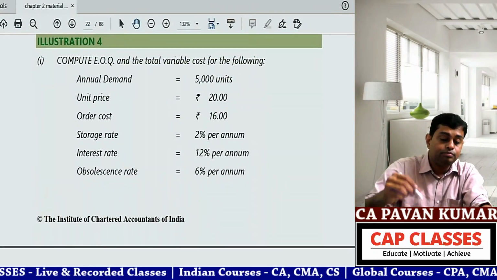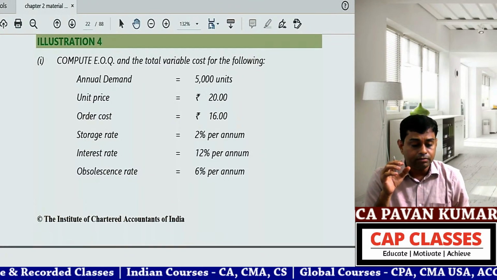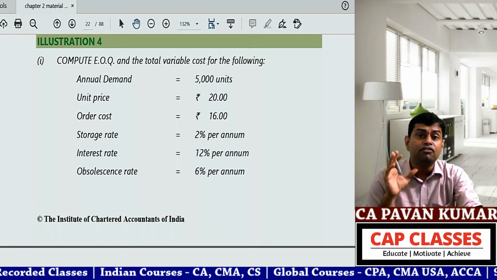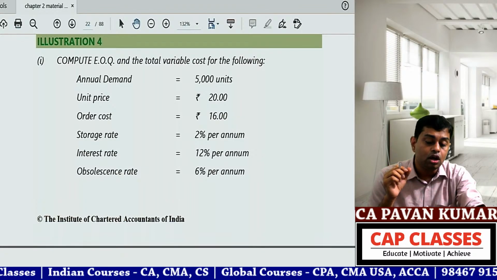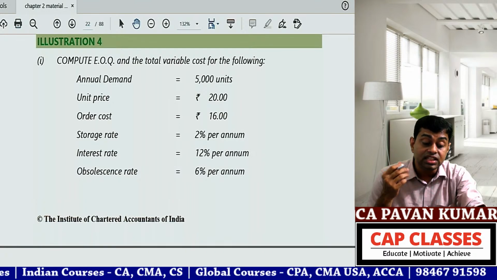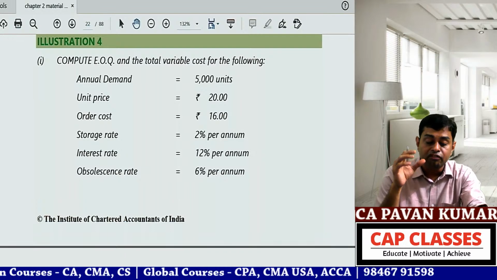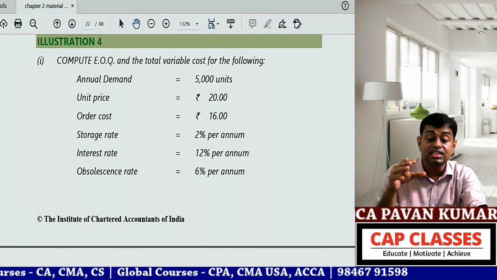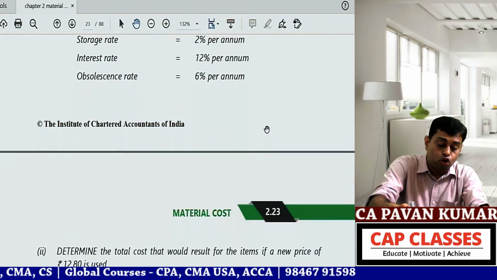Question number 4. Compute EOQ and the total variable cost for the following. Annual demand is equal to 5,000 units. Unit price is equal to 20 rupees. Ordering cost is equal to 16. Storage cost 2%. Interest cost 12%. Obsolescence rate 6%. Write down problem number 4.